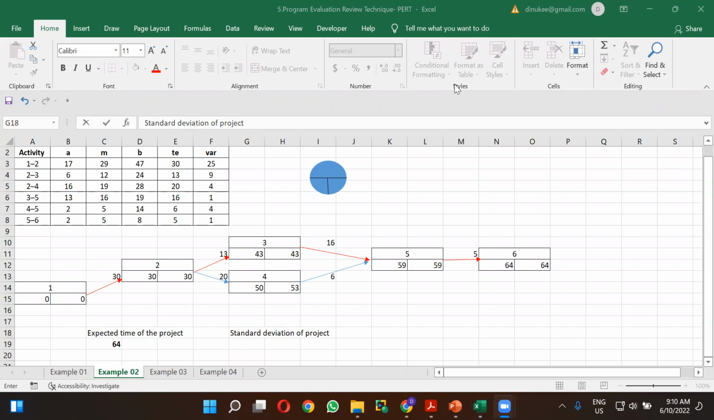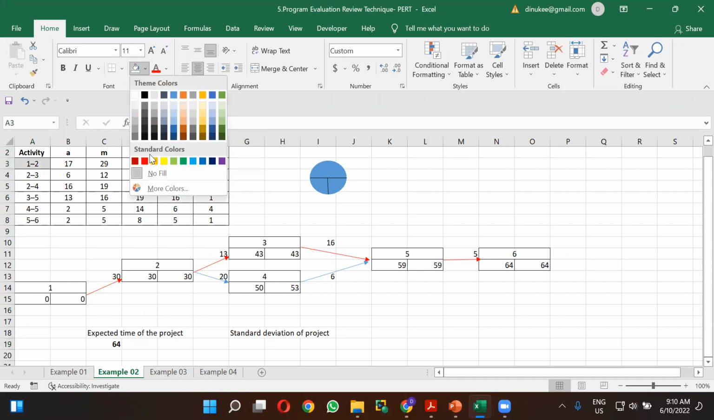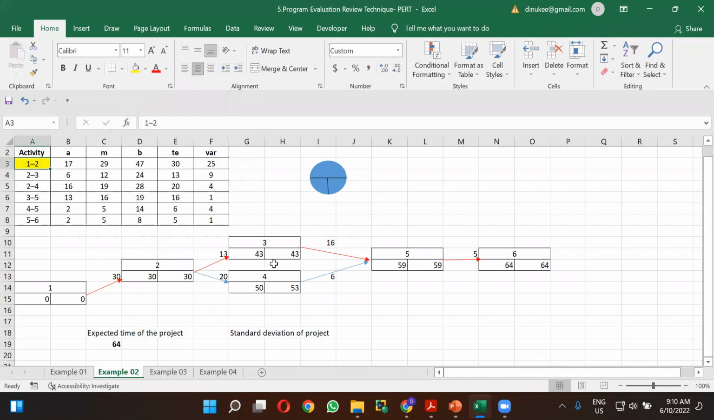I think your answer is right, Diane. 6. So I will also calculate that. First you have to highlight the critical activities. Critical activities are 1-2, 2-3, 3-5, and 5-6. Please highlight those critical activities.